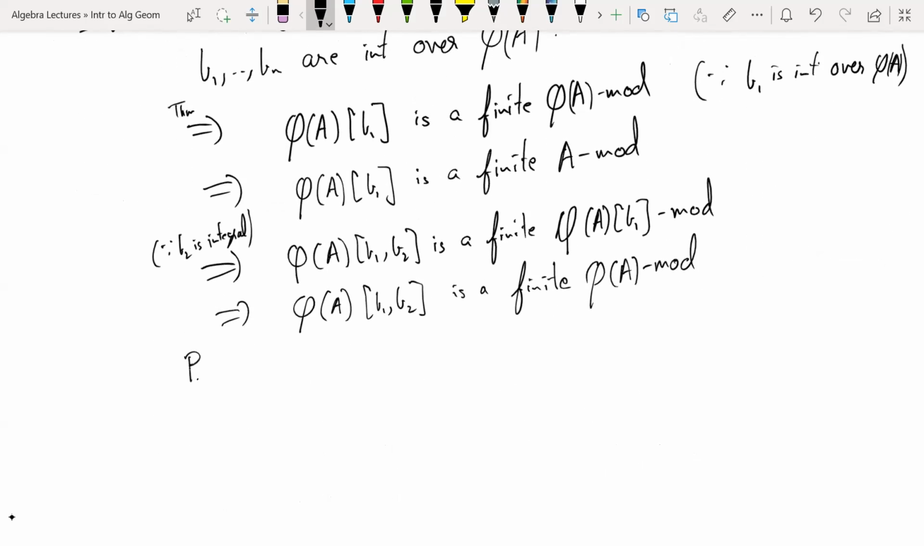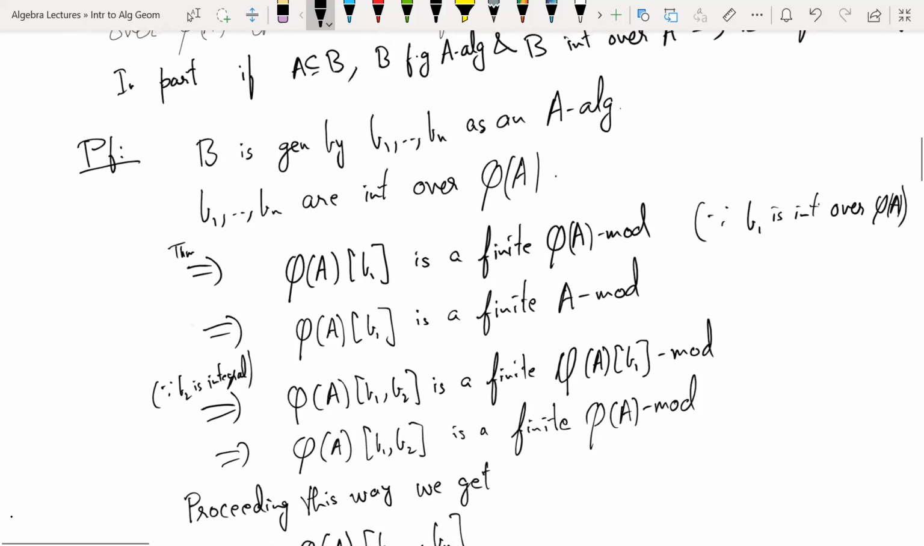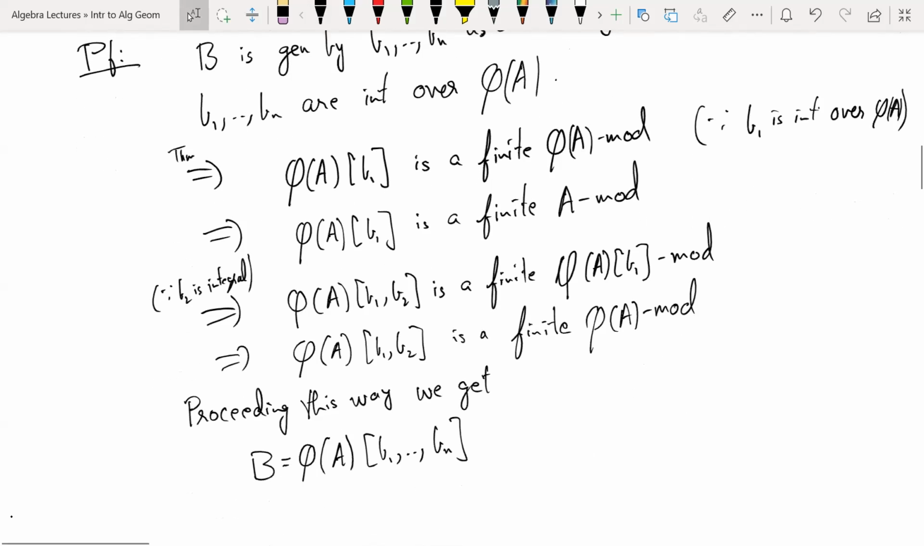And proceeding this way, we get phi of A adjoin b1 to bn, which by the way is the same as B. B is generated by b1 to bn as an A algebra, which precisely means that every element of B can be written as a polynomial function of b1 to bn with coefficients in phi of A.